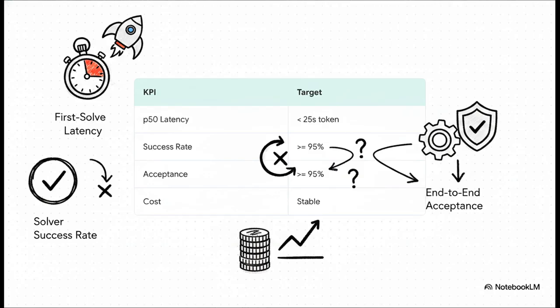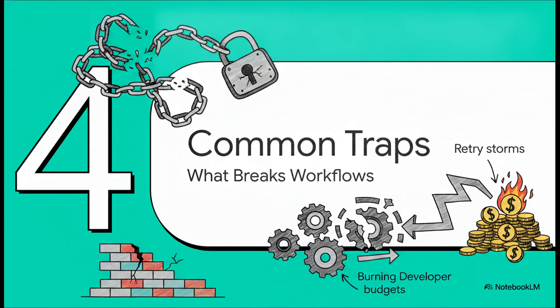Did the solver fail, or did your downstream workflow just reject a perfectly good token? If you aren't measuring these distinctly, you basically can't defend the stability of your integration. Section 4. Avoiding common traps.